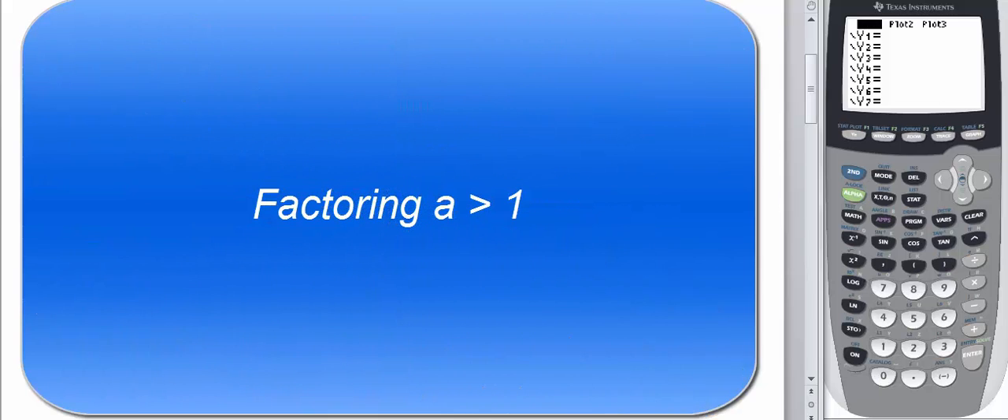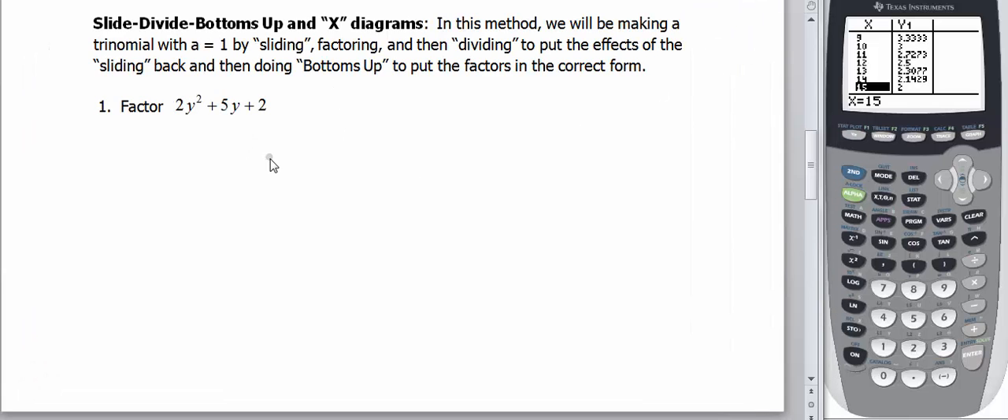This video will talk about factoring trinomials where a is not equal to 1. This method is called the slide divide bottoms up. It's called lots of different things. That's the way that I learned it. And I want to show you first the AC method and then come back and show you the slide divide and how it really works compared to what we've seen because you're used to doing the 4 terms.